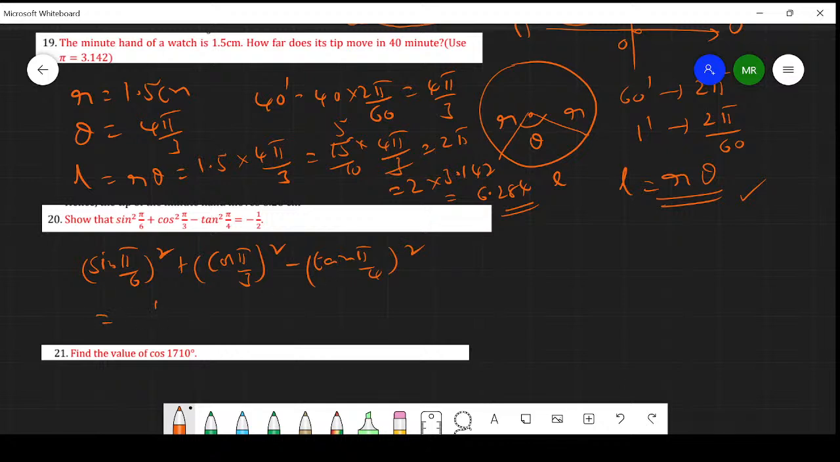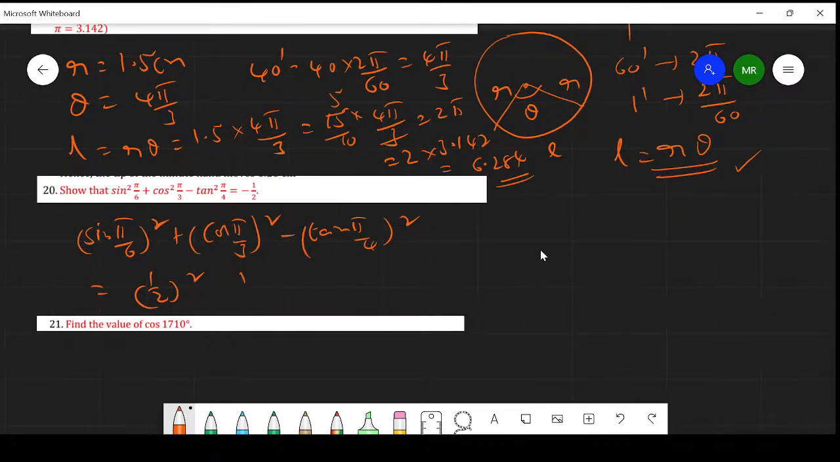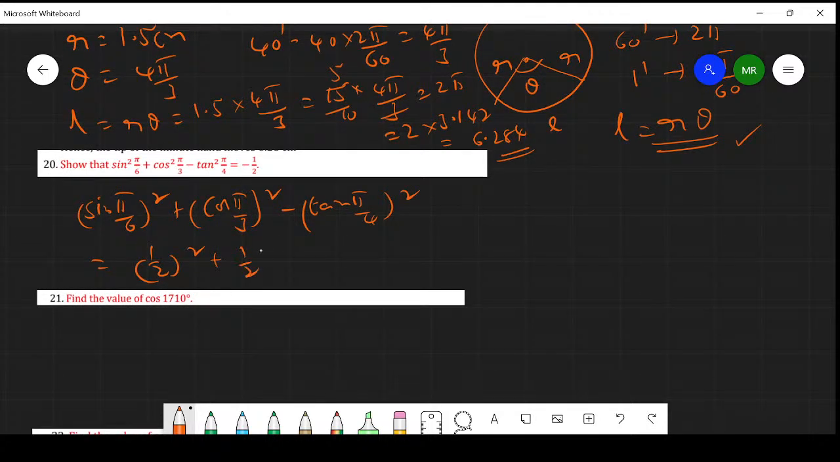But we know the value: sin π/6 is sin 30 degrees, which is 1/2, squared. Cos π/3 is cos 60, which is 1/2, squared. Remember there is also 1/2. We can write plus (1/2) squared. Tan 45 is 1, squared, so it comes 1/2. 1/4 plus 1/4 minus 1. 1/4 plus 1/4 is 2/4. 1/2 minus 1 comes minus 1/2. So this is 2/4 minus 1/2. Simple problem. Only substitution. You can do that.